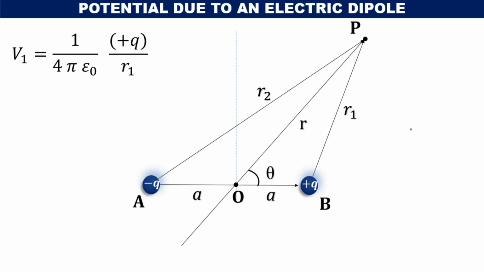Similarly, the distance of the point P from the other charge, minus q, is R2. Therefore, the potential at P due to the second charge is represented as V2, which is equal to 1 by 4 pi epsilon naught into minus Q divided by R2.